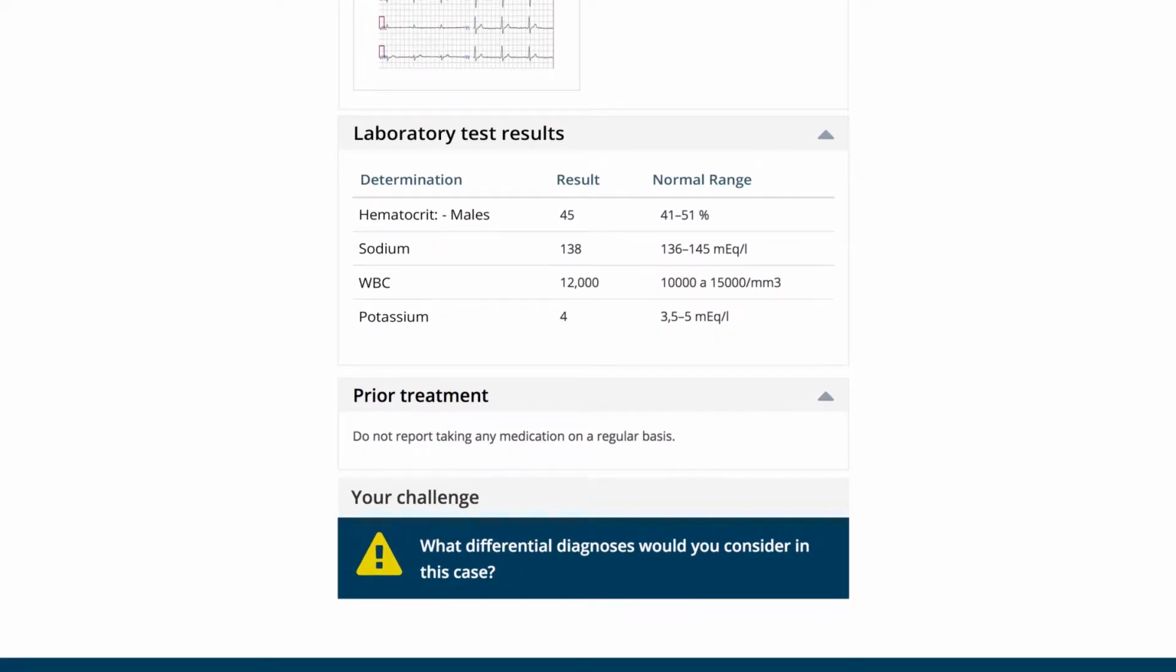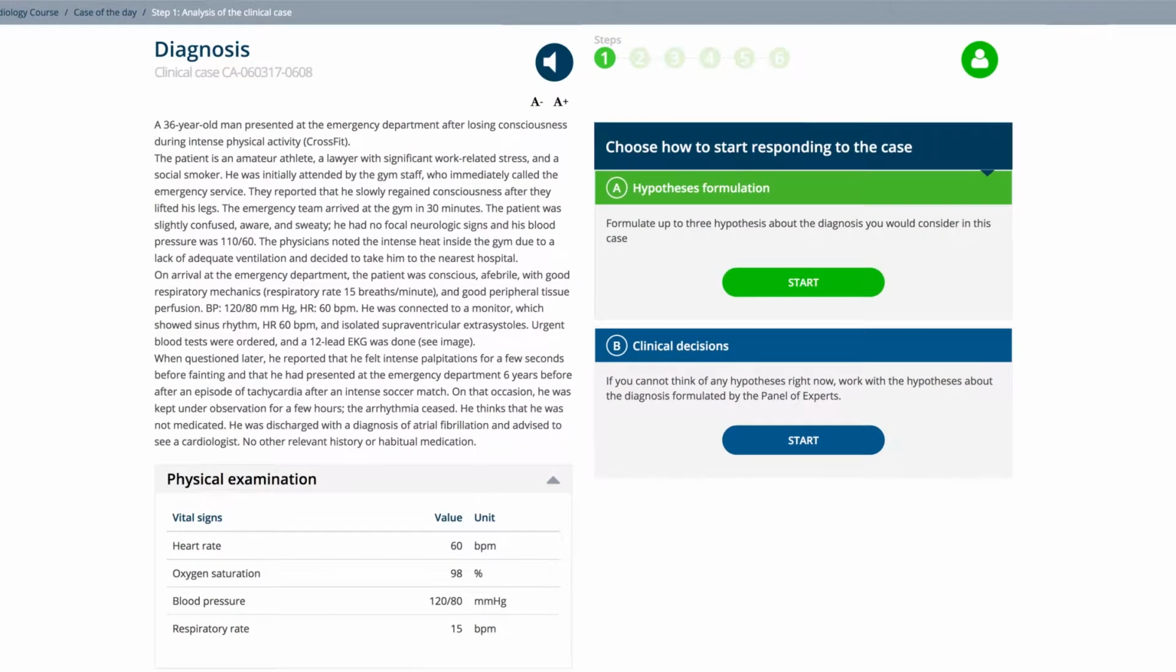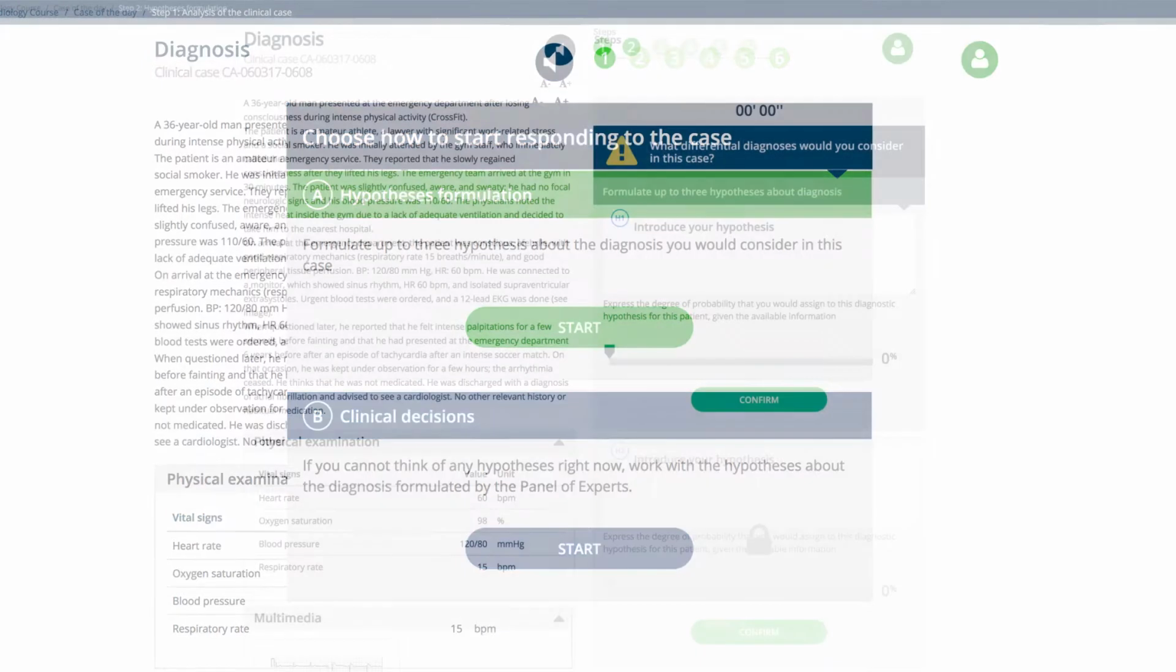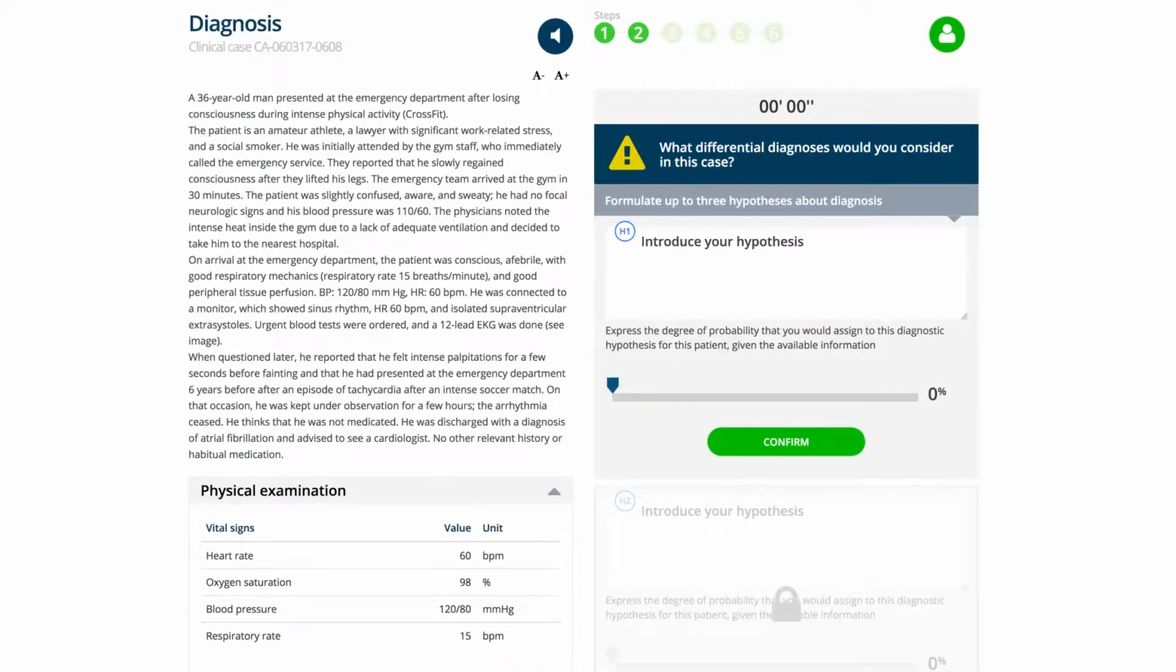The program gives you the option of choosing how to start resolving the case, either by formulating your own hypotheses, or if you cannot think of any, by working directly with the hypotheses proposed by a committee of international experts. Try to start with the hypothesis formulation step. Your first challenge is to formulate up to 3 different hypotheses based on your clinical experience and to indicate the probability of each.